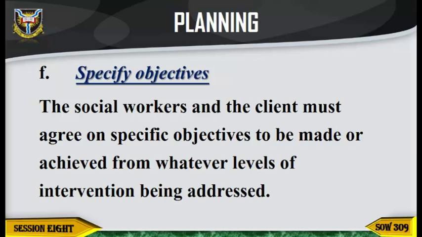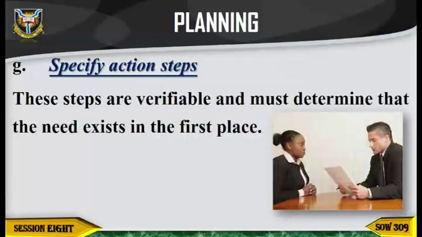F. Specify objectives. The social worker and the client must agree on specific objectives to be achieved from whatever levels of intervention are being addressed. These objectives must be specific, measurable, achievable, realistic, and time-bound. It helps the service.